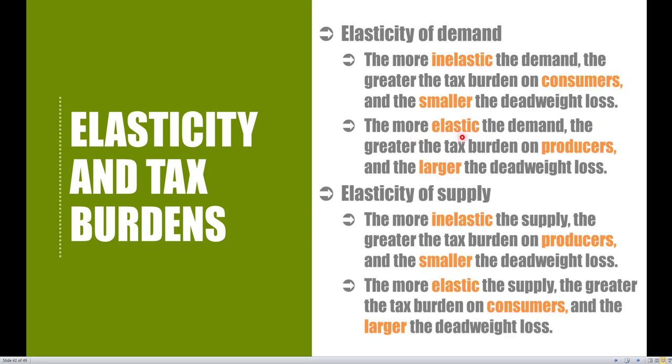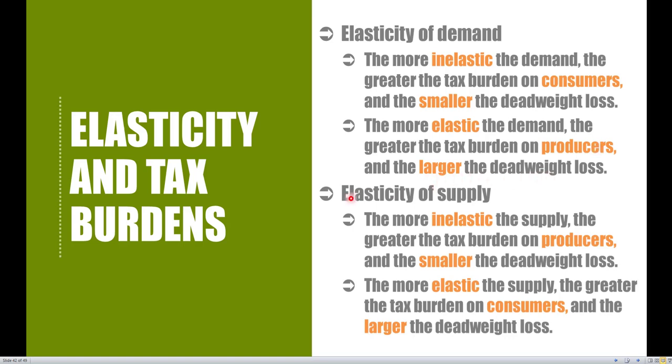On the other hand, if we have more elastic demand, the tax burden is going to be greater on the producers, and the deadweight loss is going to be larger. So once again, using a little bit of intuition, if we have elastic demand, we're very price sensitive. So with very small changes in prices, we're going to change our quantity demanded by quite a lot. So in this case, we're able to push the burden on the producers. Therefore, the producers bear most of the burden, and that leads to a larger deadweight loss.